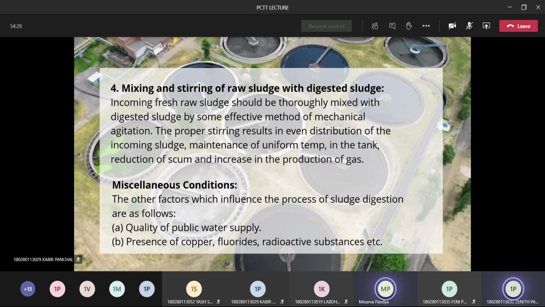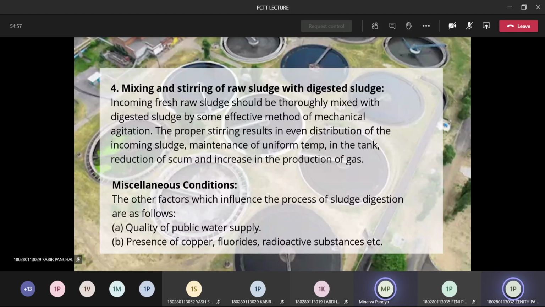So the fourth and the last factor affecting the sludge digestion process is mixing and slurring of raw sludge with digested sludge. Incoming fresh sludge should be thoroughly mixed with the digested sludge by some effective method like mechanical agitation. The proper stirring results in even distribution of incoming sludge, maintenance of uniform temperature in the tank, reduction of scum, and increase in the production of biogas.